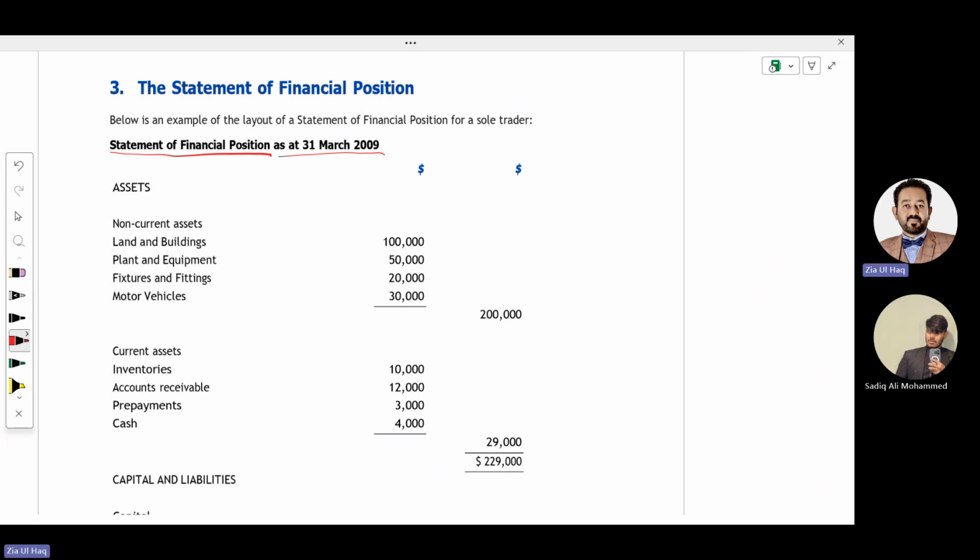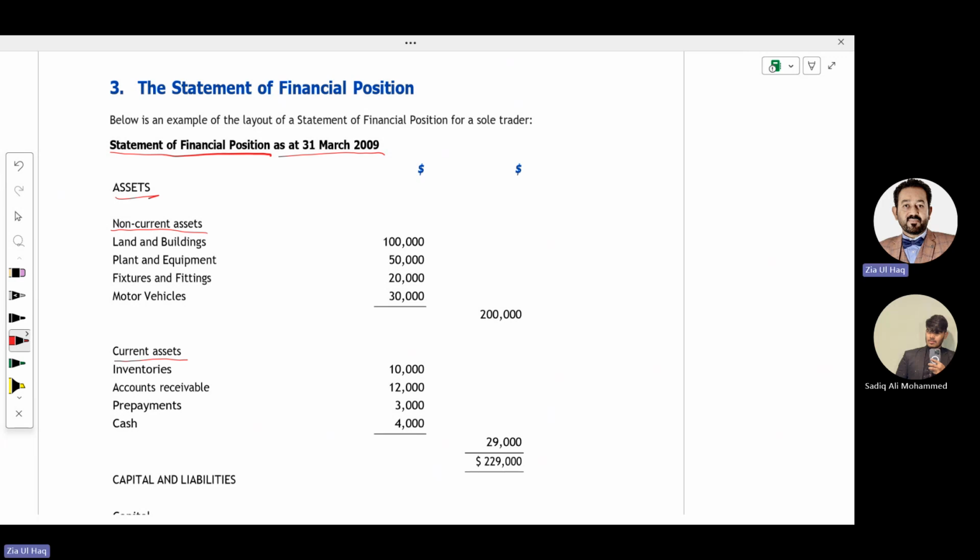How do we record? First we record assets. And we have learned in the previous lecture, there are two types of assets, non-current assets and current assets. Non-current assets are the assets that provide us benefit in more than 12 months. And current assets are the assets that provide the benefit within 12 months. I mean, within 12 months they will be finished. But non-current assets will continue for more years.